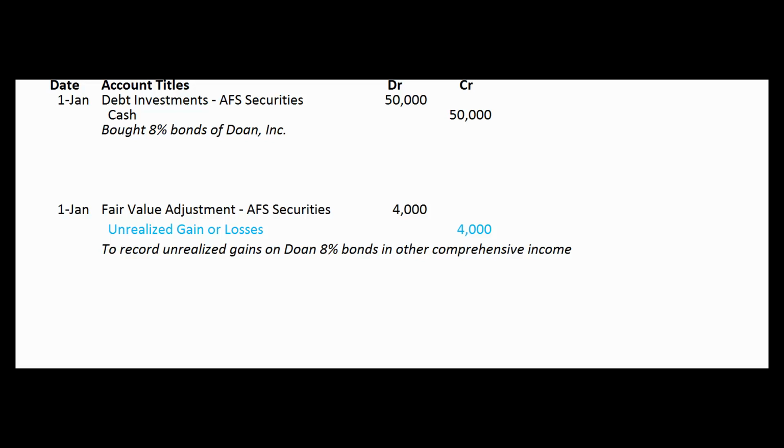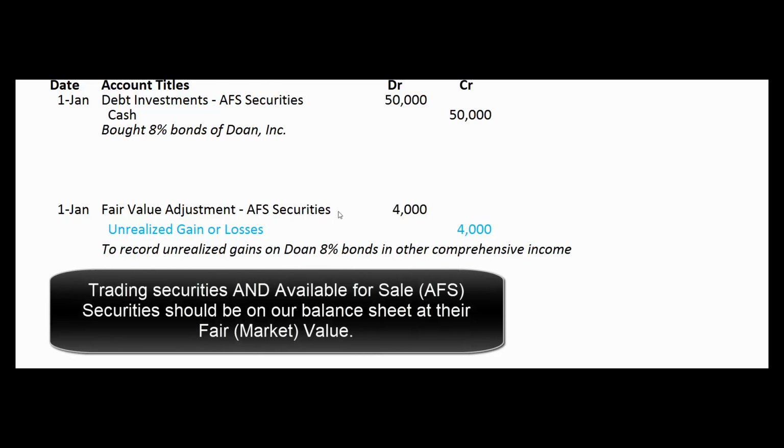Okay, so if we had originally booked these as available for sale securities, we didn't run around telling the world we're smart, we can buy and sell these things and make money. They're not trading securities. We're saying we have some extra cash laying around. We're tired of earning 0.5% in our savings account. So we're going to invest in these bonds and make a little bit more money. What's going to happen is we're still going to have to mark them to market.